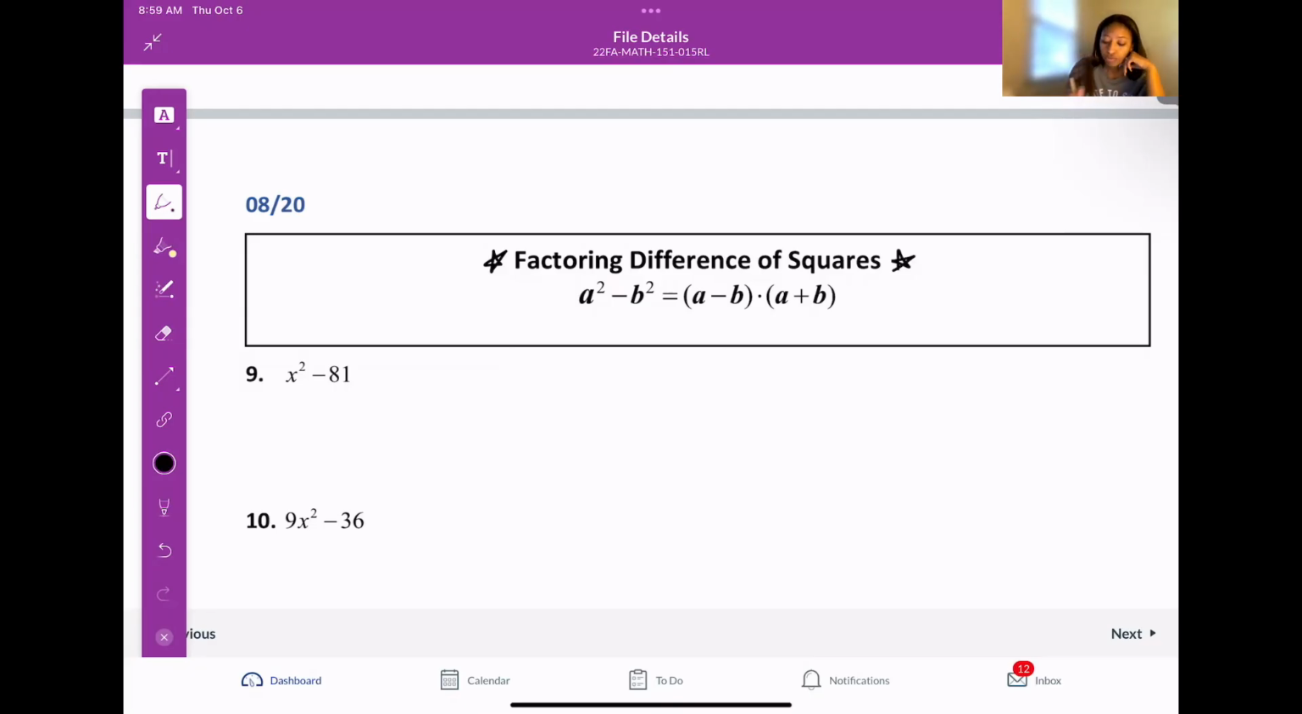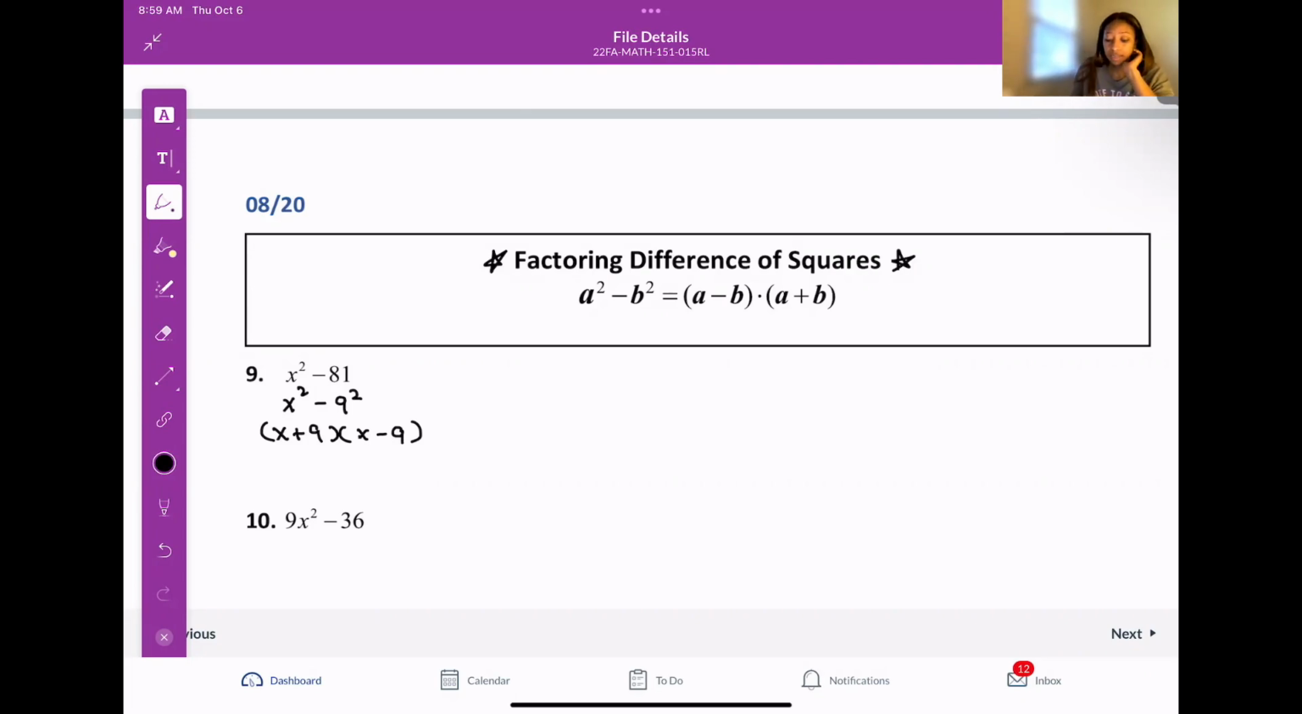Okay, so for number 9, x squared minus 81. This is x squared minus 9 squared. So our a in this case is x, and our b is the 9. And then by the difference of squares, this is going to be x plus 9 times x minus 9. And that's it. And this works anytime you have a difference of squares.